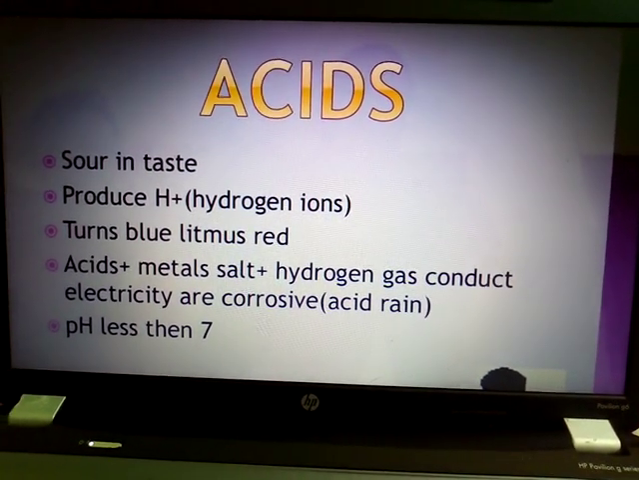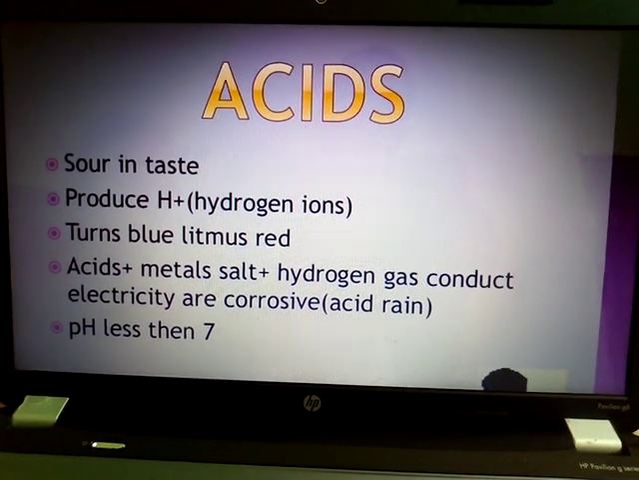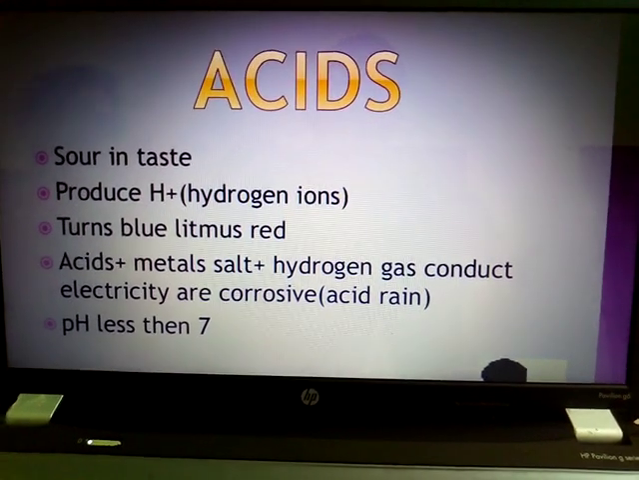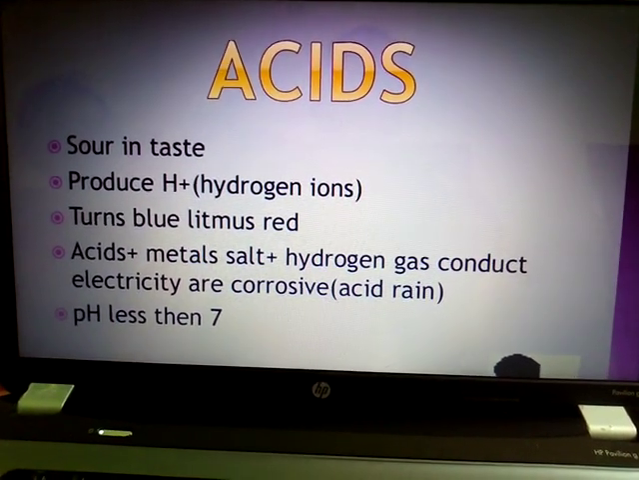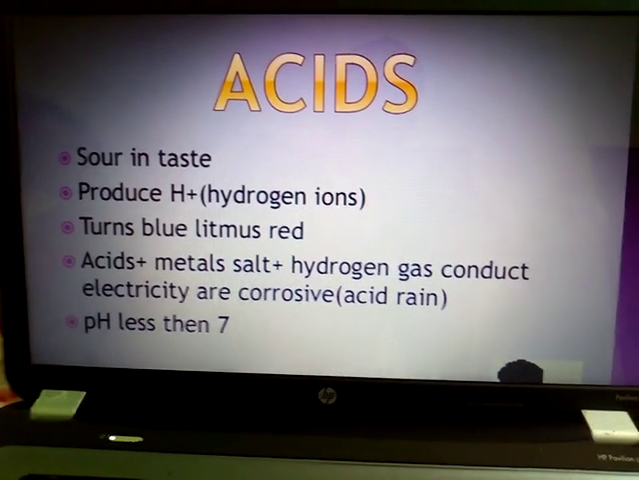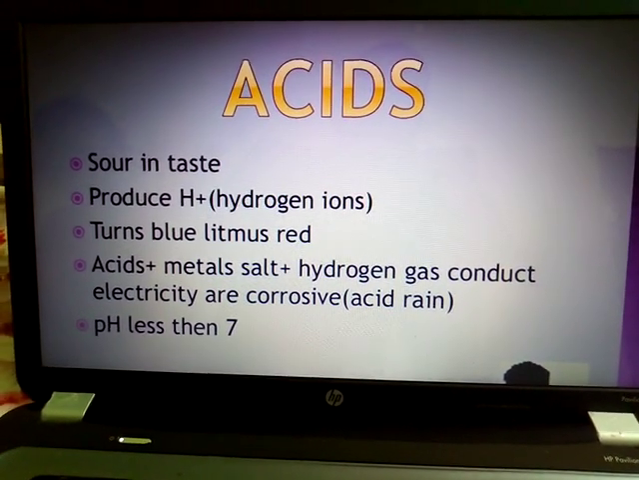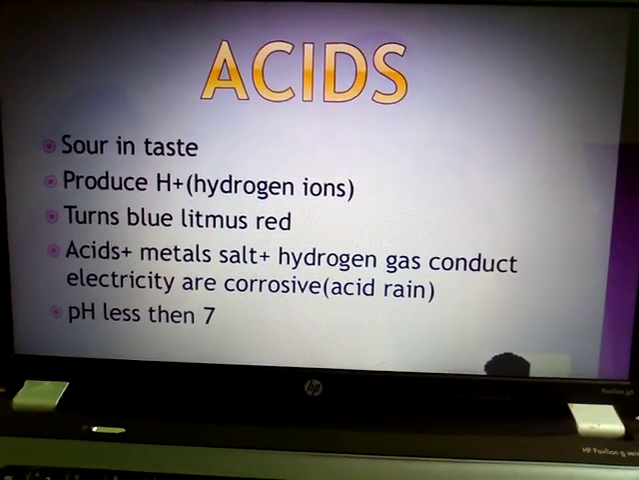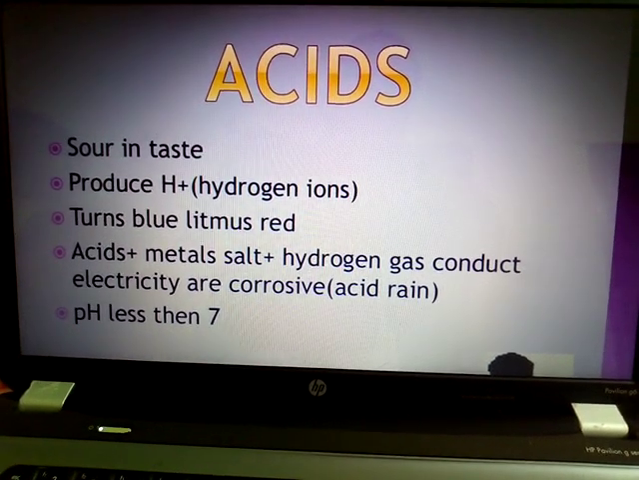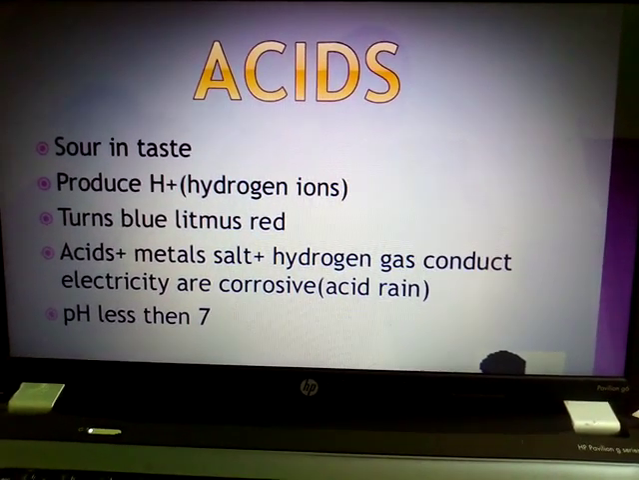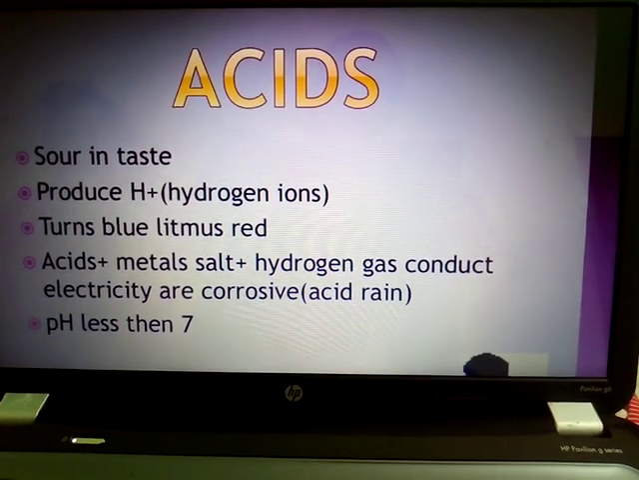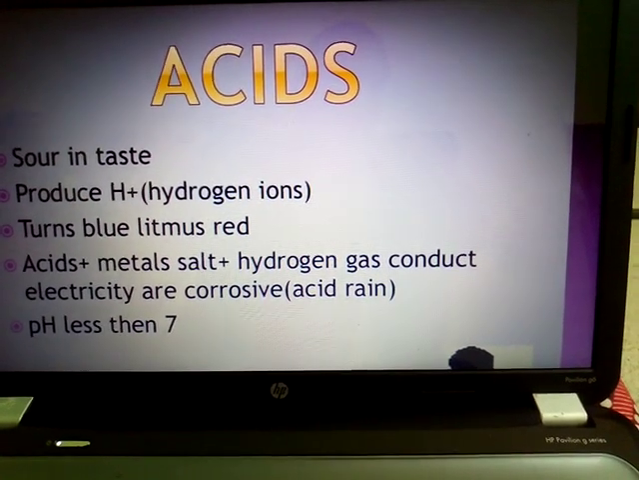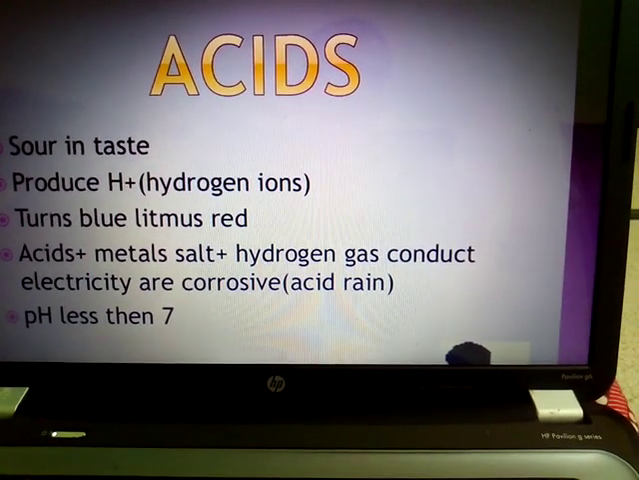And if we take the litmus paper, the blue litmus paper, and dip it into the acid, then it turns red. Again I am repeating, the blue litmus paper, if we put it into the acid, it turns red. And another feature of acids is that when acid reacts with a metal, it produces hydrogen gas, and acids are good conductors of electricity.